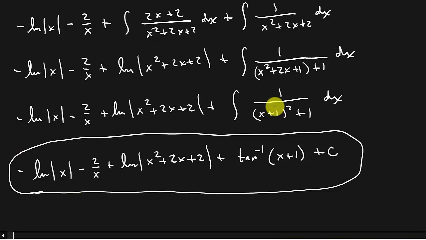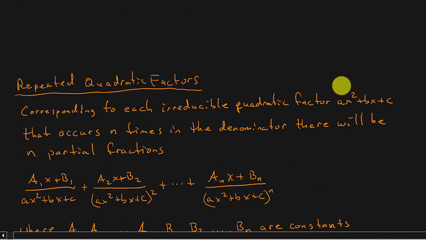See, normally you have x squared. Well, this time we got an x plus 1. So it's the x plus 1 instead of x. This is inverse tangent. All right. One more problem and we will be done.